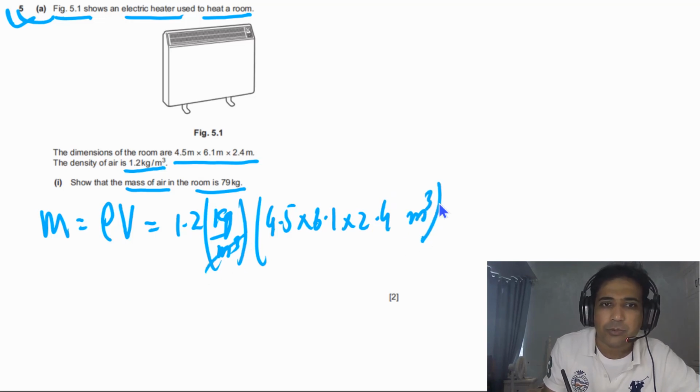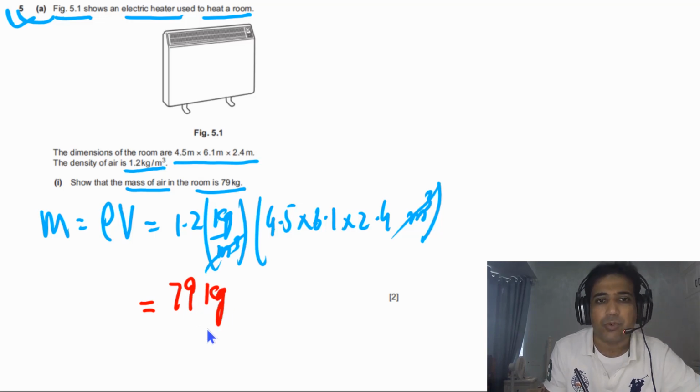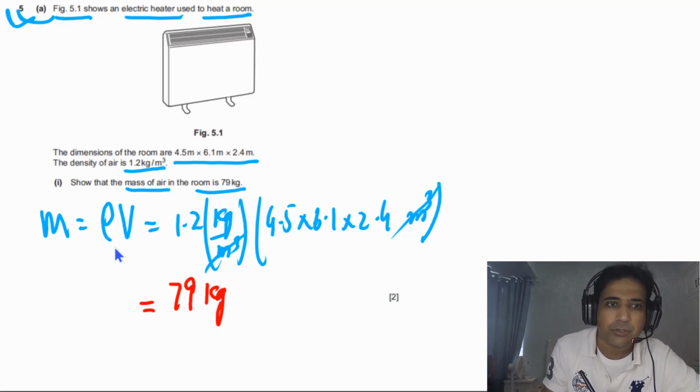Now simply, cubic meters we can cancel with cubic meters, so we are left with kgs. If we multiply this one, we will get 79 kgs up to 2 SF. So this is how we need to answer. This question has 2 marks.